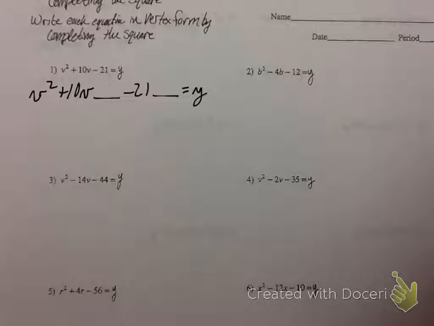Now, with that, v squared plus 10v blank minus 21 blank equals y. What goes in the blank? B over 2 squared. So, b is 10. 10 divided by 2 is 5. 5 squared is 25. So I add 25 in the first blank. I subtract 25 in the second blank.